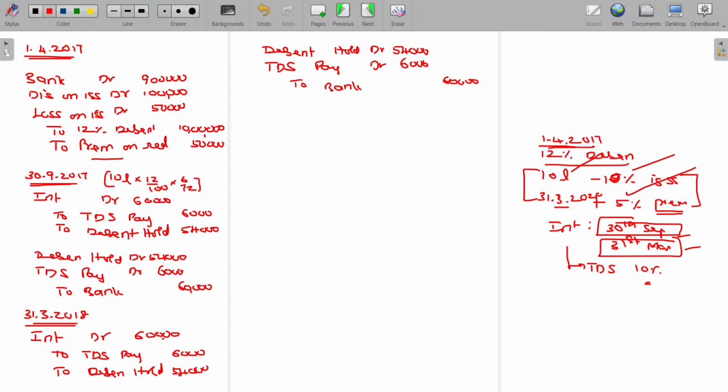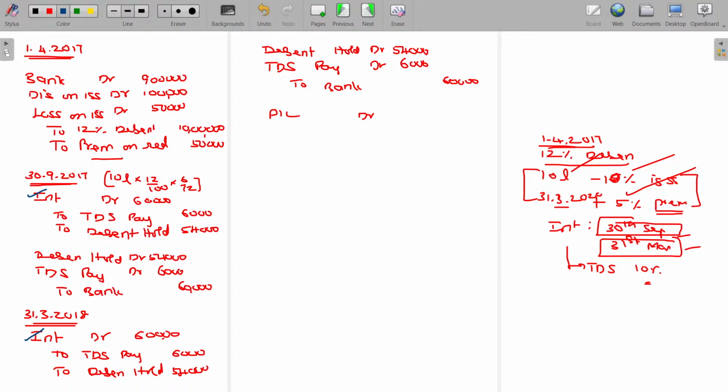What happens in case of year end? You have to transfer the nominal accounts to the P&L account, right? So I am going to transfer the nominal accounts to the P&L account. P&L account debit. What are the nominal accounts we have? Interest. These two are the nominal accounts.